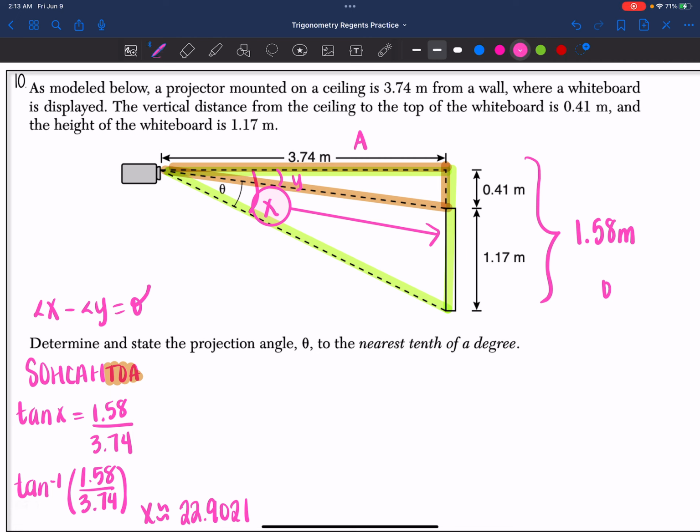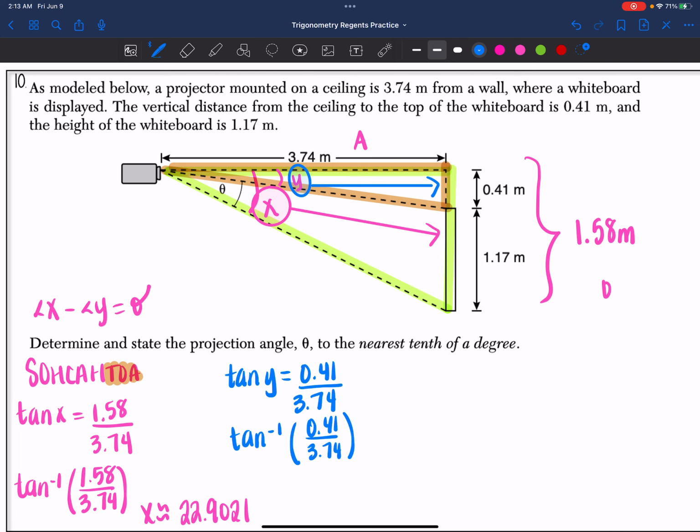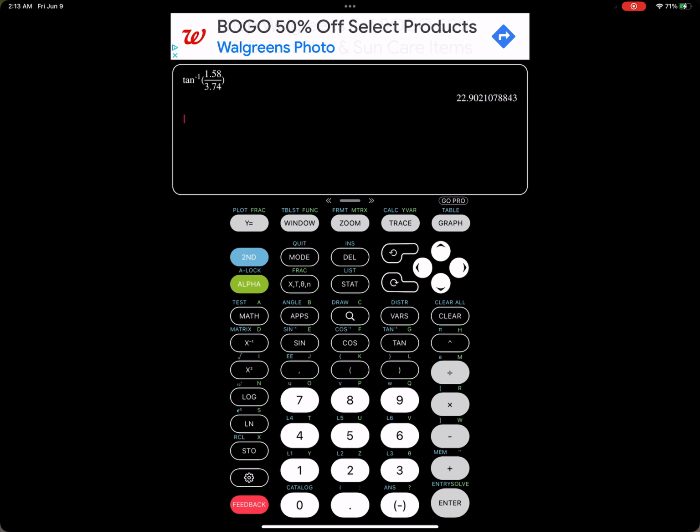Well, if I'm standing here at y, what's opposite it is this 0.41. My adjacent is still my adjacent. So tangent of y is equal to 0.41 over 3.74. So tan inverse of that ratio is approximately, let's see, second tan.